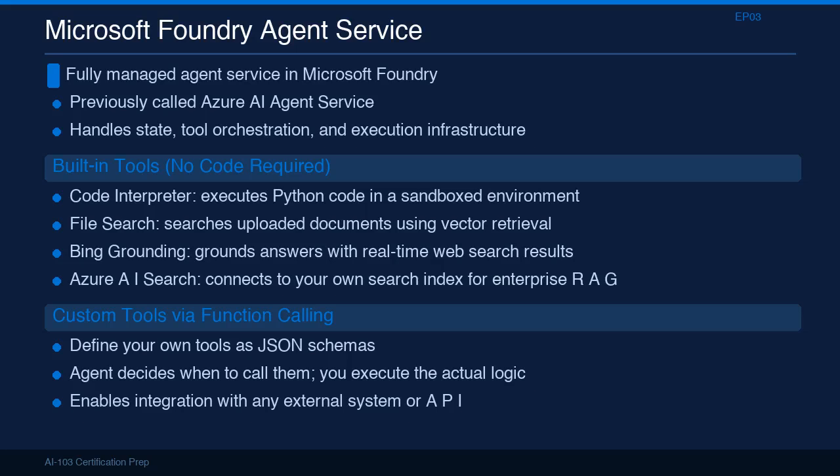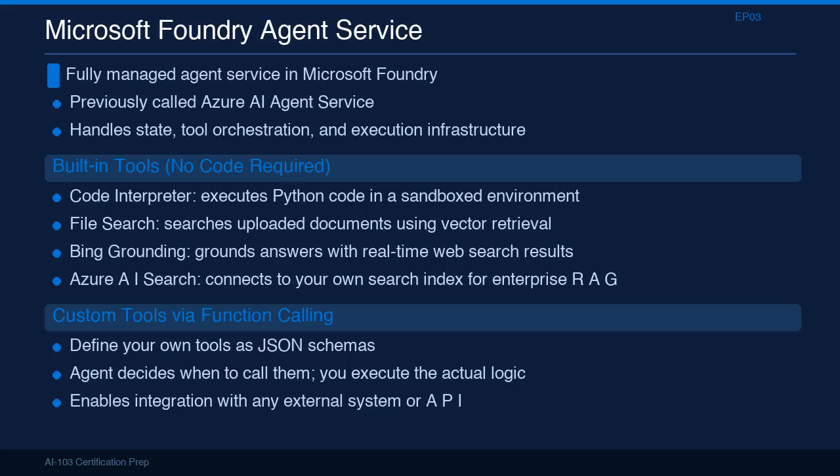Code Interpreter executes Python code in a sandboxed container. You can upload files, and the agent can write and run code to analyze them. File Search performs vector search over documents you upload to the agent. It automatically chunks, embeds, and indexes your files. Bing Grounding connects your agent to the live web so it can retrieve current information. Azure AI Search connects the agent to your enterprise search index for domain-specific RAG.